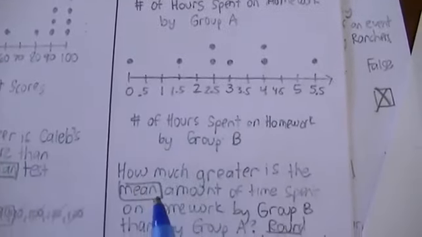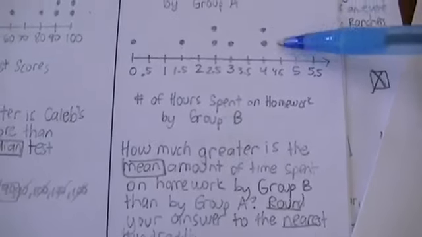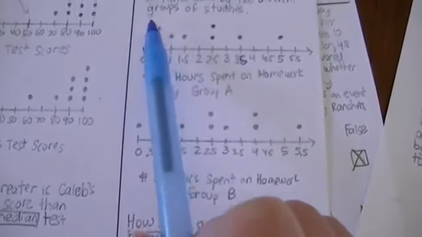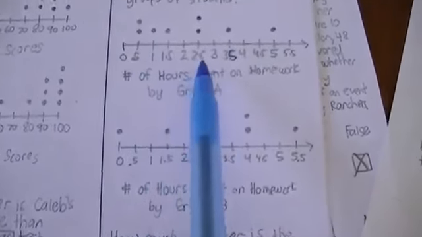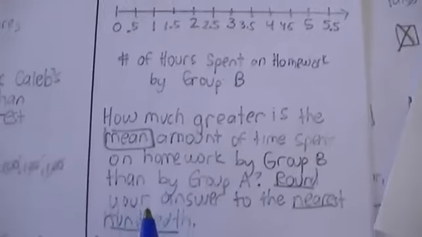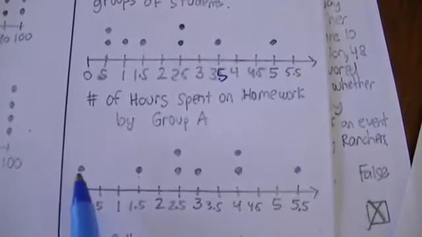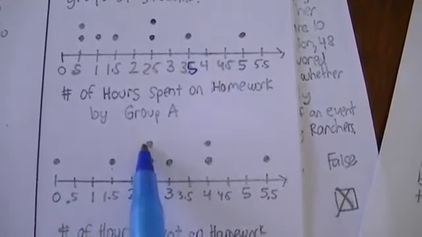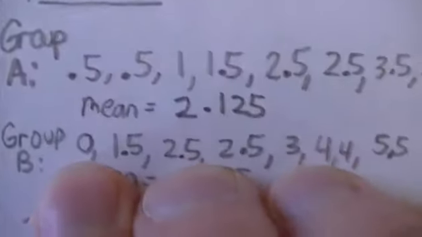And you will need to know how much greater is the mean amount of time spent on homework by group B than by group A. Round your answer to the nearest hundredth. So you right now need to write down all those data points. 0.5, 0.5, 1, 1.5, 2.5, 2.5, 3.5, 5 for group A. Right there. Okay, for group B, you're going to write 0, 1.5, 2.5, 2.5, 3, 4, 4, 5.5. Okay, and that is right there.